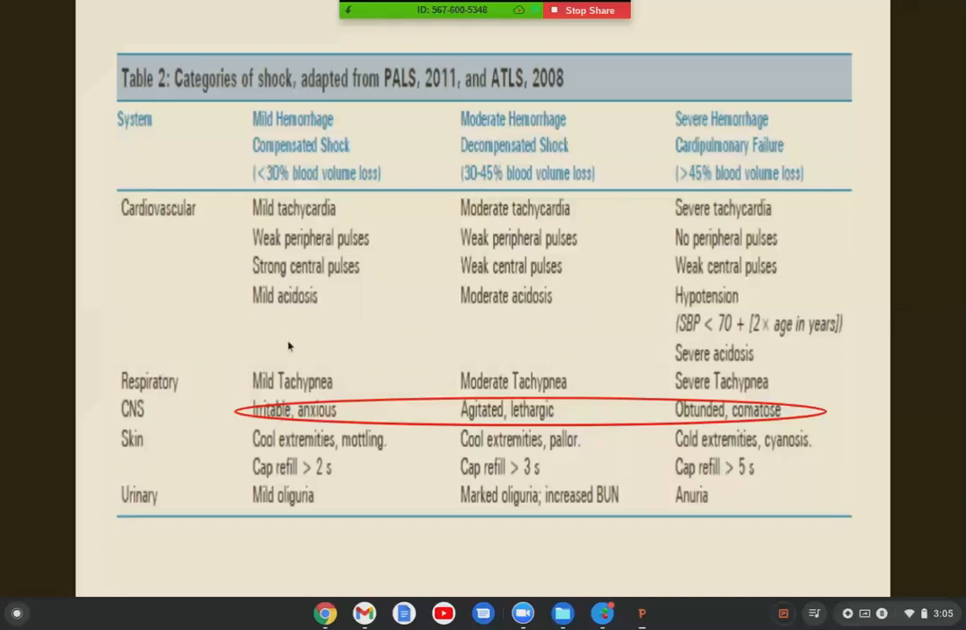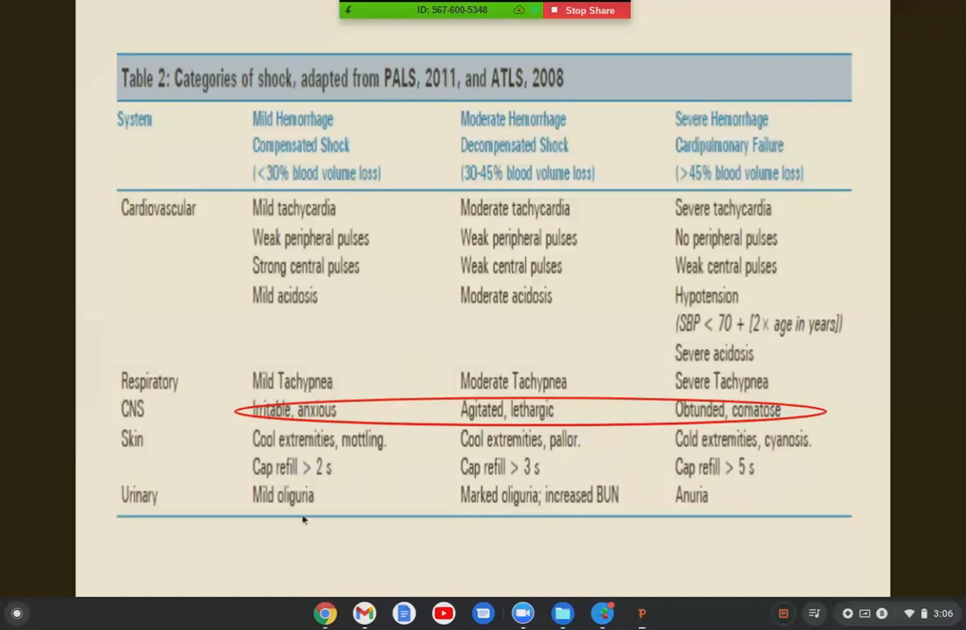Cardiovascular, respiratory, and skin findings are all subjectively helpful in assessing. But for the CNS, irritability and anxiety are seen with less than 30% volume loss, agitated or lethargic with 30 to 45% of blood volume, and obtunded and comatose state with more than 45% blood volume loss. Along with the CNS, urine output moves from mild oliguria to marked oliguria to anuria. All the rest of the parameters are more subjective, like capillary refill time of 2, 3, 5. So you have to actually do the microcirculation assessment.